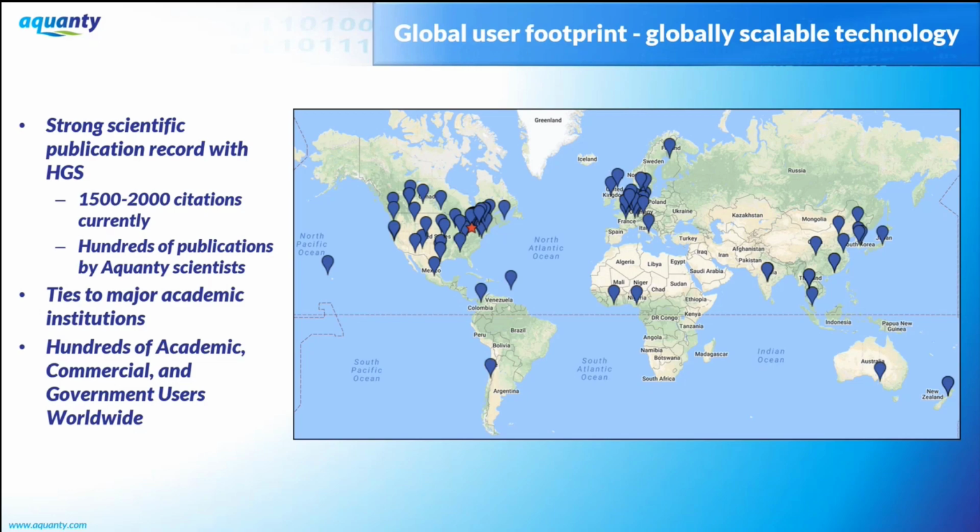Since Aquanty has been around, there's been a widespread increase in users and a strong scientific publication record with HGS, not just by the Aquanty team, but by users around the world, with many citations. We like to have close ties with academic institutions. For example, 4 or 5 of the Aquanty staff are adjunct professors at the University of Waterloo, and the users are comprised of academic, commercial, government, etc. Next slide.